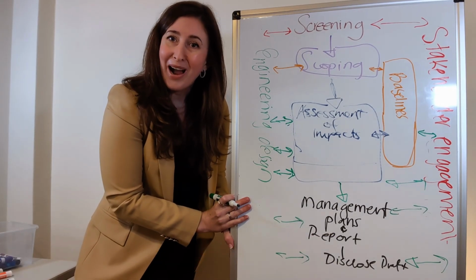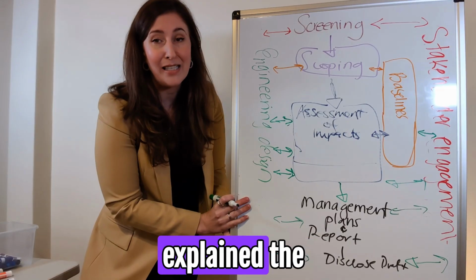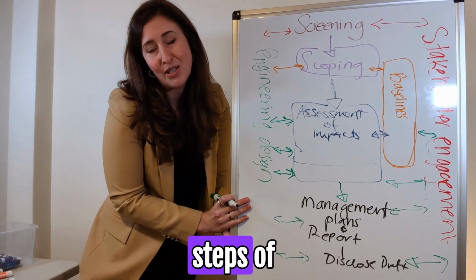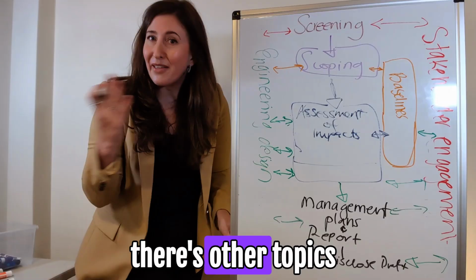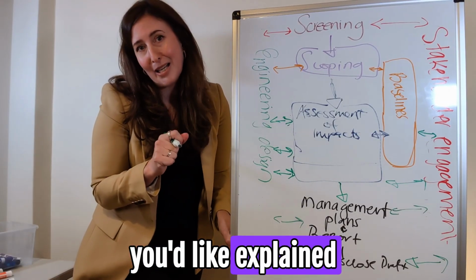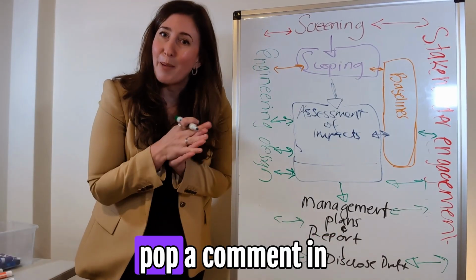So there we go. I hope that was simply enough explained, the different stages and steps of environmental and social impact assessment.